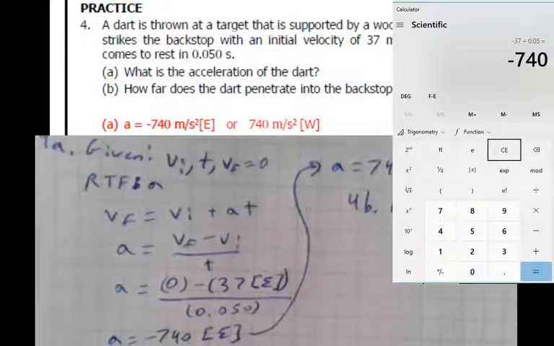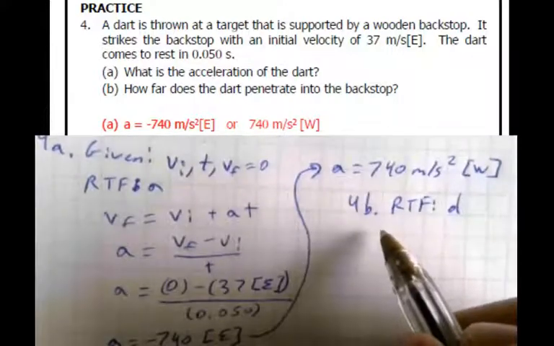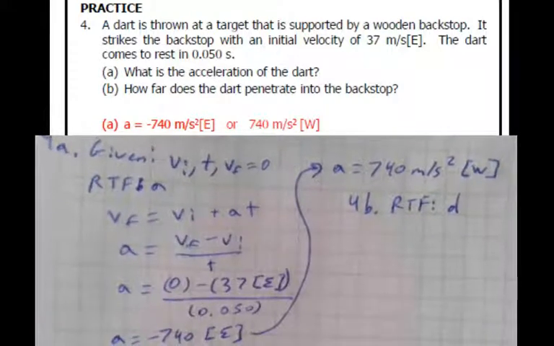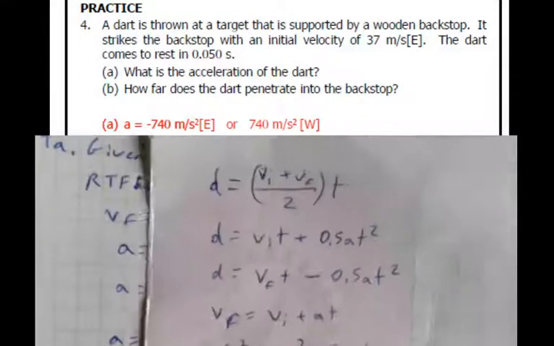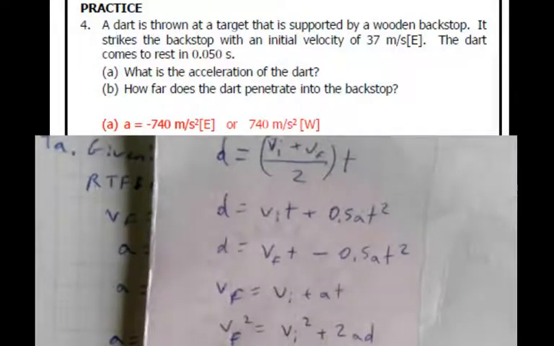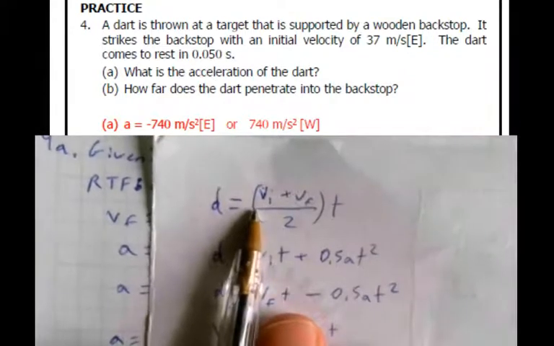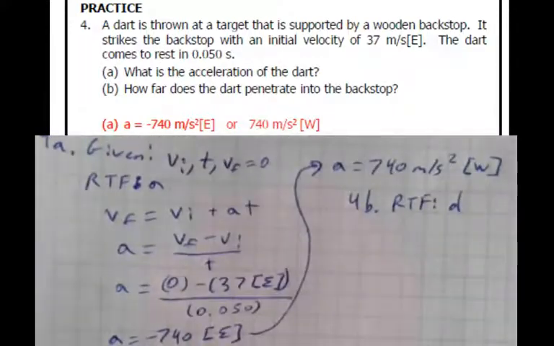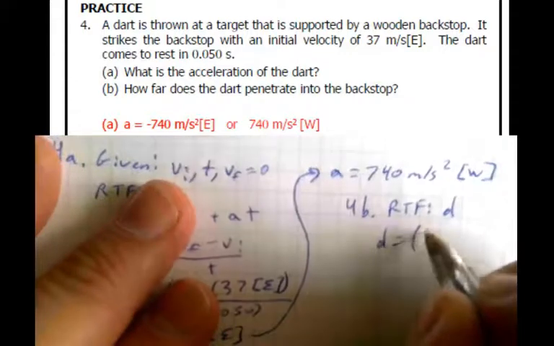So let's, sorry, the calculator was still on. Let's look at this problem. We are trying to find D, and we have VI, T, and VF. So looking at our equations, we're looking for the equation that doesn't include A. That's our first one. So D equals (VI plus VF) over 2 times T. The good thing is we don't need to rearrange it.